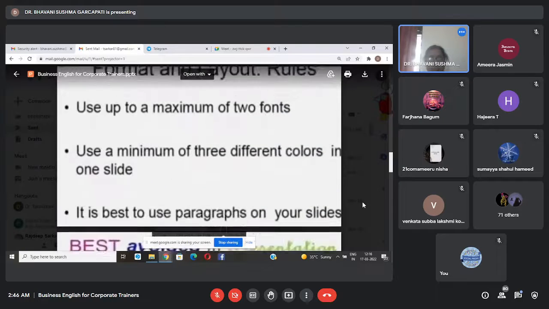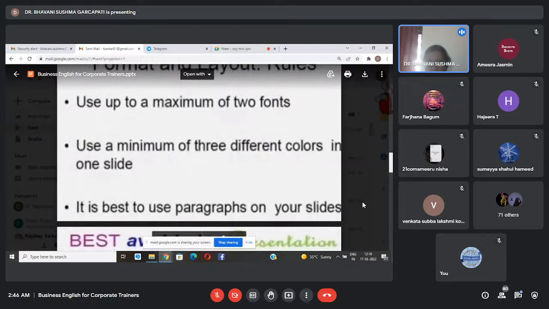Already I said format and layout. For any presentation, follow a maximum of 2 fonts, and a minimum of 3 different colors on each slide. You can also use paragraphs, but a paragraph should not be big. Try to use points, in short and sweet words, ending within one line, and with that point you have to speak.